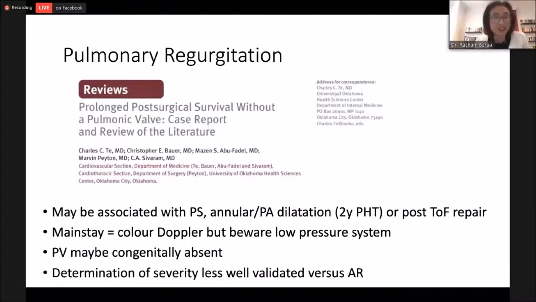Pulmonary regurgitation may be associated with pulmonary stenosis, as we saw with the carcinoid, or may be secondary to annular or PA dilatation. As we saw before with the pulmonary hypertensives, if the whole of that outflow tract gets very, very dilated, then that may lead to some pulmonary regurgitation, and it commonly occurs post Fallot repair. The mainstay here is color Doppler, but be aware it's harder to determine because we are looking at a low pressure system. And the pulmonary valve may be congenitally absent. The tools for estimating the severity of pulmonary regurgitation are far less well validated than for left-sided aortic regurgitation.